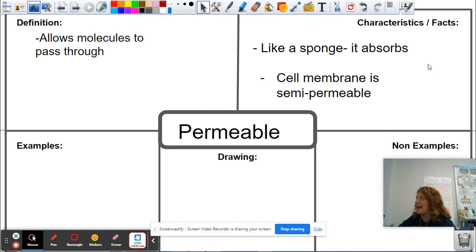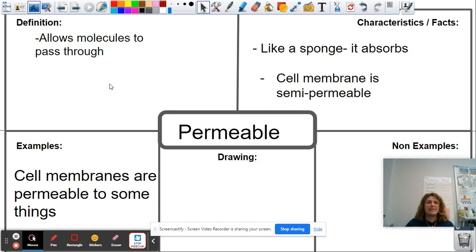The cell membrane is semi-permeable. It lets some things in sometimes. Water, we need water. We don't need too much water. So it lets things in, we said it in the first one, based on need. It gets into the cell based on need. So the cell membrane is semi-permeable. That's a vocab word you're going to want to recognize as we go through the transport unit.